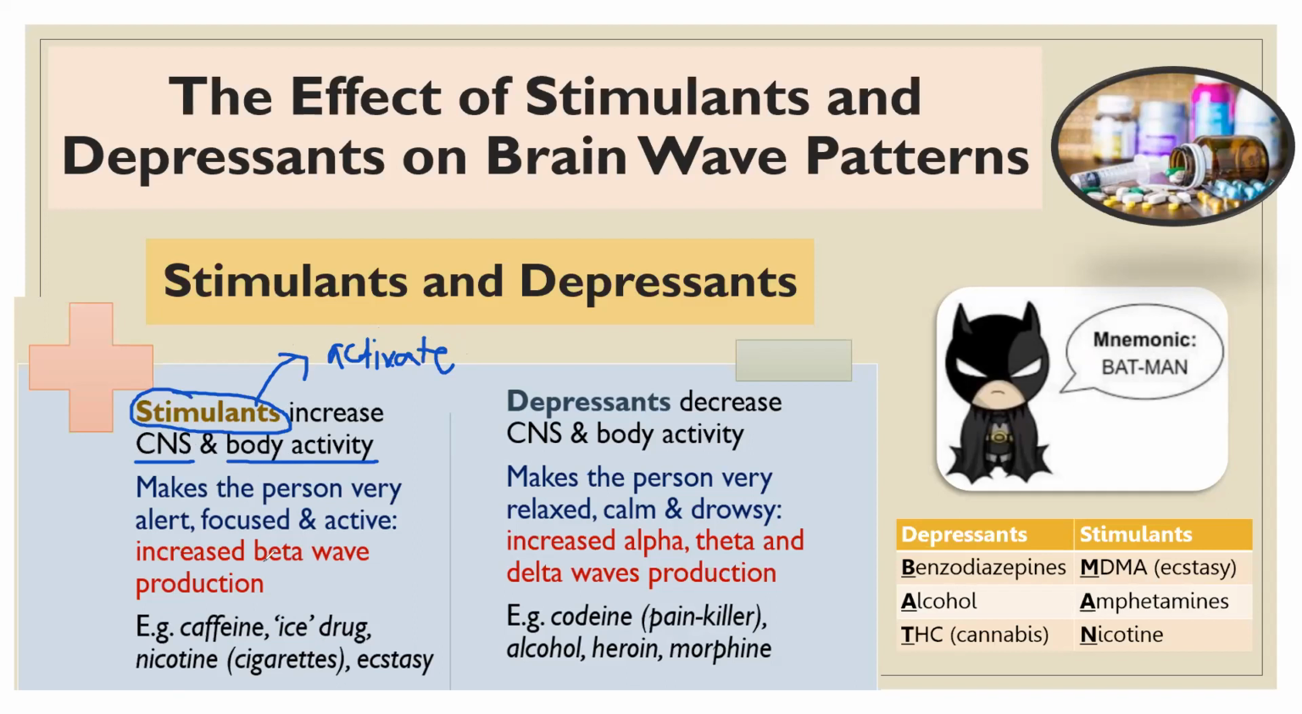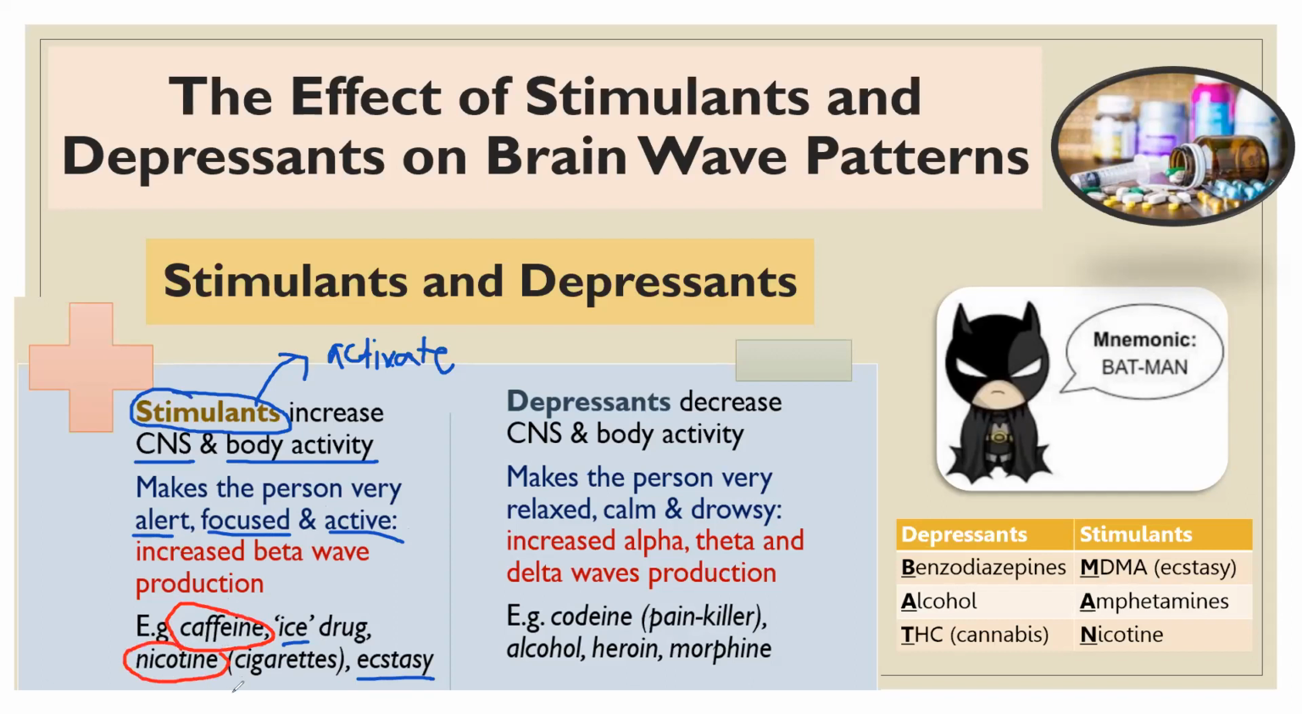So when you take a stimulant drug like ice or ecstasy, okay, what happens with these drugs is that they actually lead to a lot of activity in the brain. Okay, they make the person very alert, very focused, and very active. Let's forget about the illegal or illicit drugs. Let's think about a drug as simple as caffeine, because we know caffeine is a drug. It can be addictive, okay, or even nicotine.